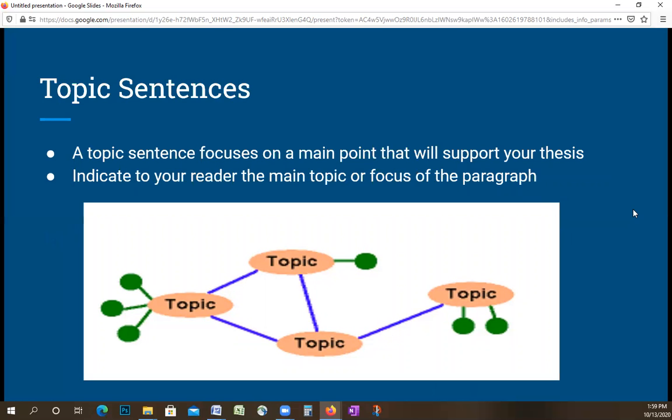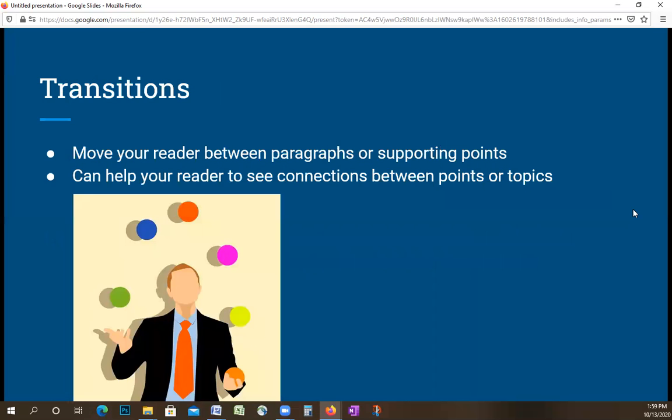Topic sentences focus on a main point that will support your thesis, and they indicate to your reader the main topic or focus of a specific paragraph. Transitions move your reader between paragraphs or supporting points, and they can help your reader to see connections between points or topics.